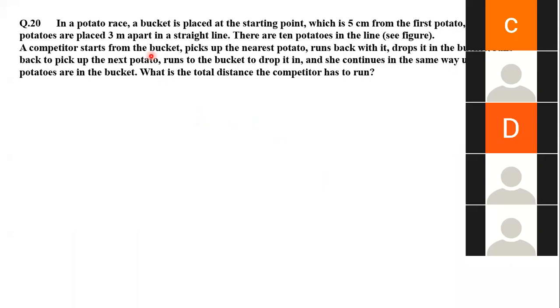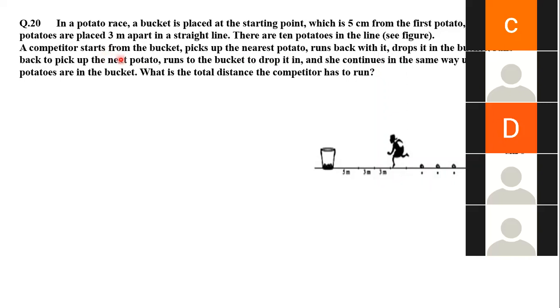In a potato race, a bucket is placed, I'll show the figure. A bucket is placed at the starting point, which is 5 meters from the first potato, and the other potatoes are placed 3 meters apart in a straight line. There are 10 potatoes in a line.